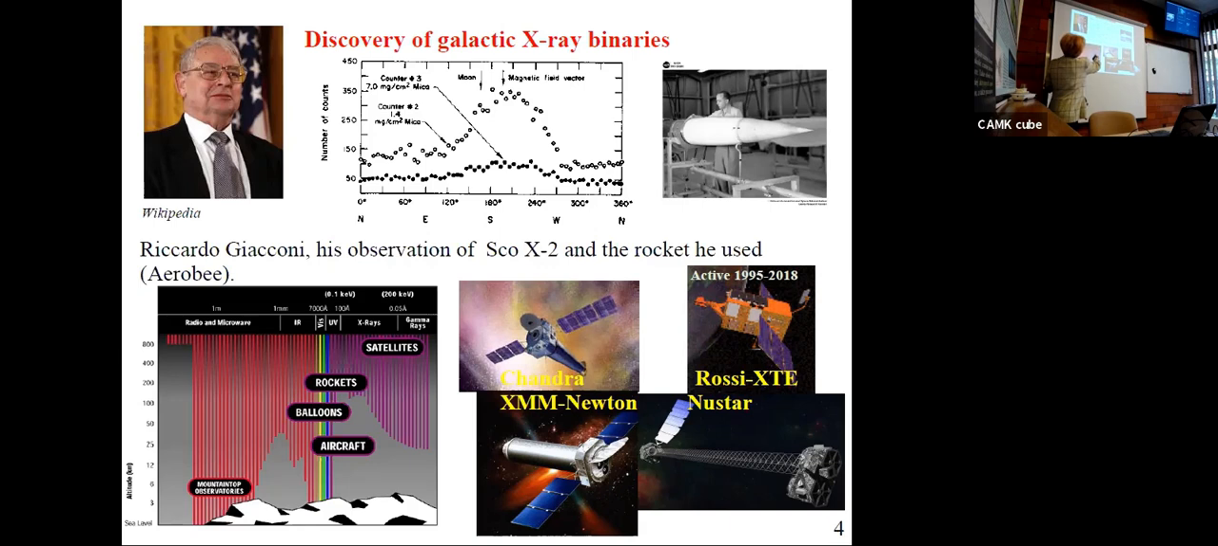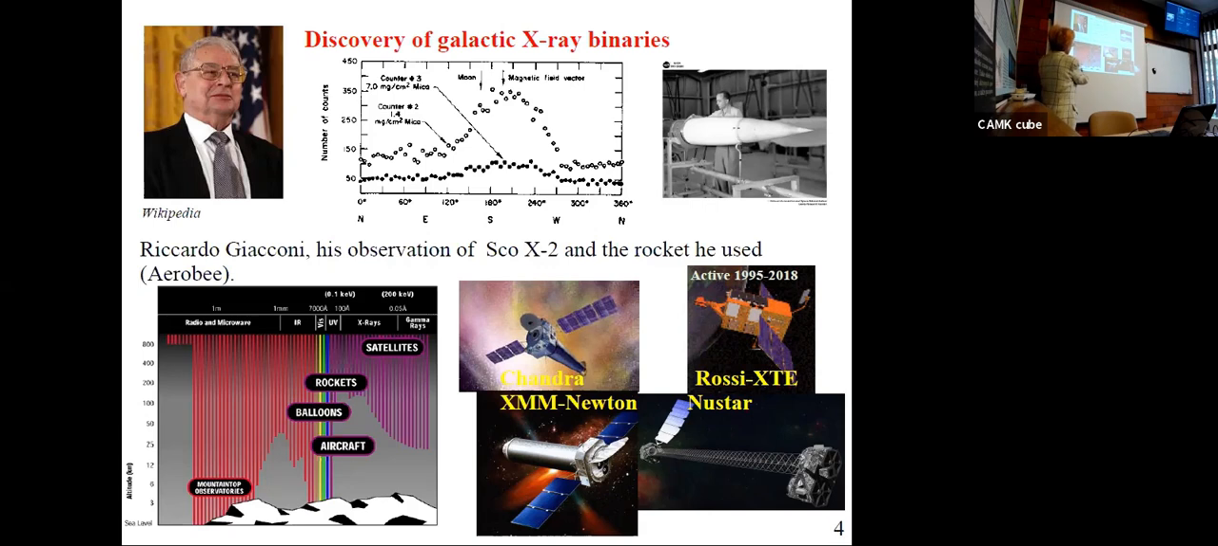Okay, so position of the moon was here. But still the peak was here. So finally they got convinced that they really see the first source. And why the rocket? Of course, that's clear because the atmosphere, fortunately for us people, is not transparent to X-rays.